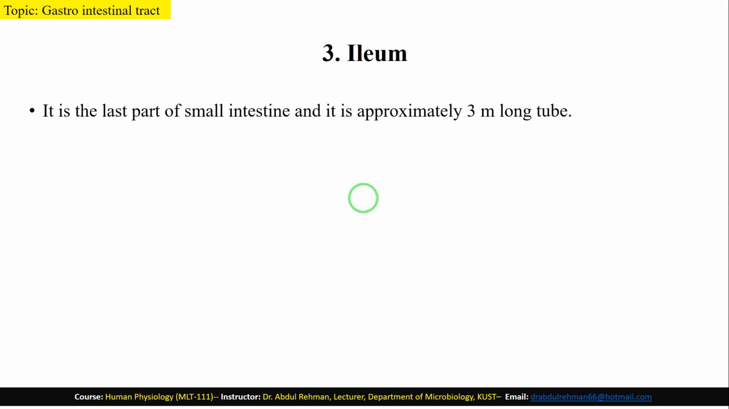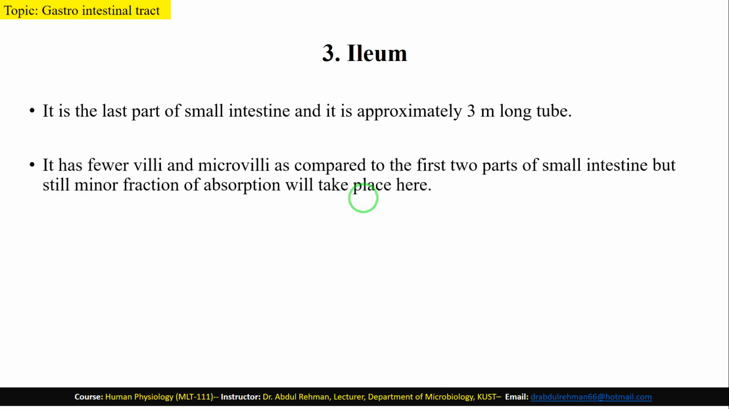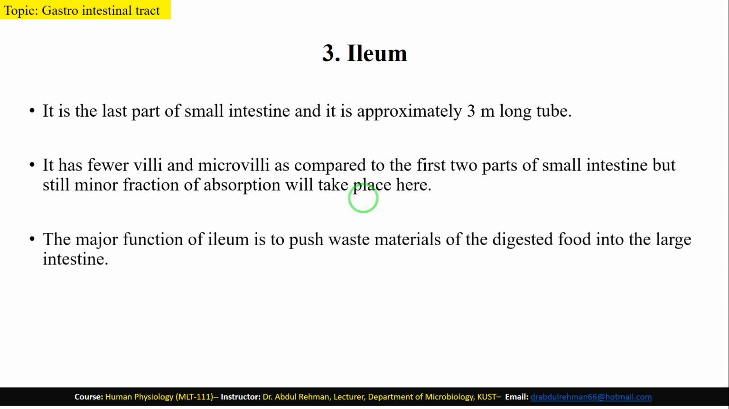The third part of the small intestine is the ileum. It is a long tube of about 3 meters, and a minor fraction of digestion takes place here, but it contains fewer villi and microvilli as compared to the first two parts of the small intestine. But again, a minor fraction of absorption also takes place here. So the basic function of the ileum is to push waste materials left over from digestion into the next part of the GIT system, that is called the large intestine.